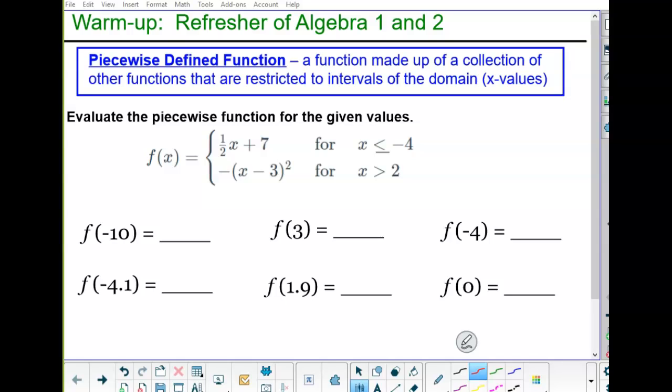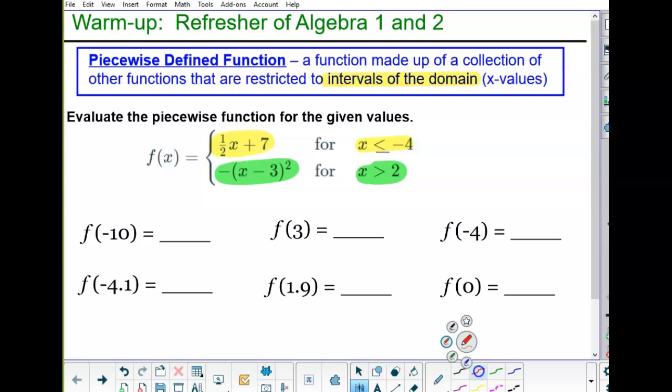So just so you are aware, how do we view piecewise functions? Well, it's called piecewise functions for a reason. It's a function that's made up of a collection of other functions that are restricted to intervals as a domain, your x values. So here are your restricted intervals, which means anytime I'm dealing with an input that is less than or equal to -4, I have to use this equation. That's what the function is. And then anytime I have a number that's greater than 2, I have to use this equation to find the output. And that's the goal with piecewise functions.